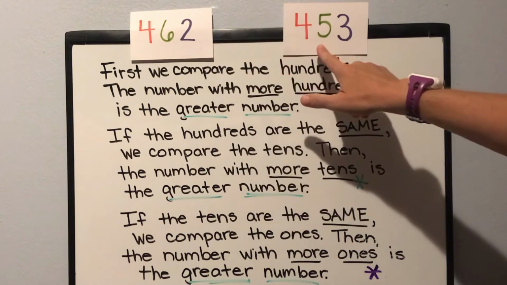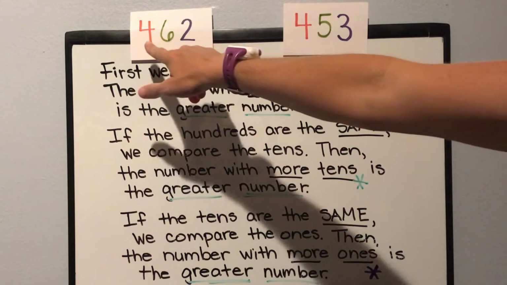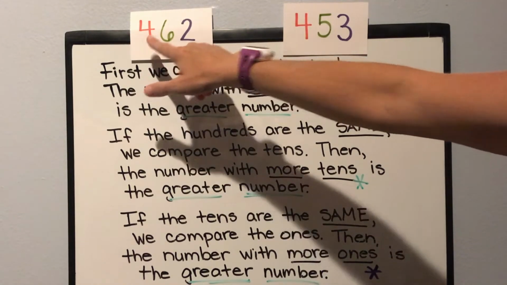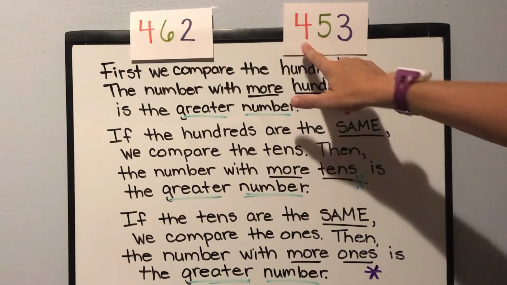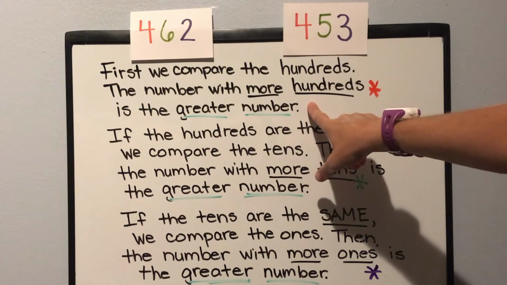462 and 453. And let's compare those two numbers. The first thing we need to remember is we always begin comparing in the largest place value. So with these two numbers, that's going to be our hundreds place. So we compare our hundreds place. We have a 4 in the hundreds and a 4 in the hundreds. And the number with more hundreds is the greater number.